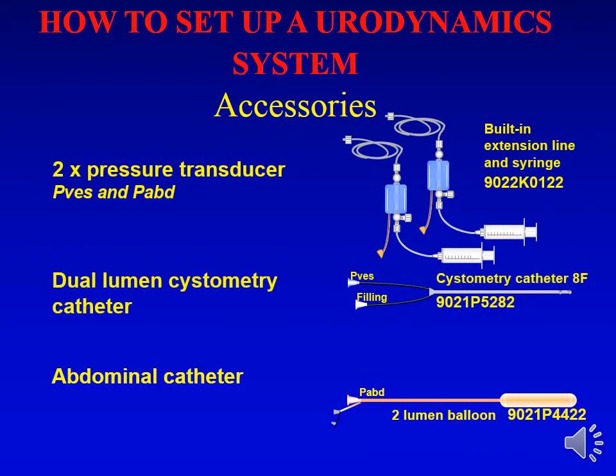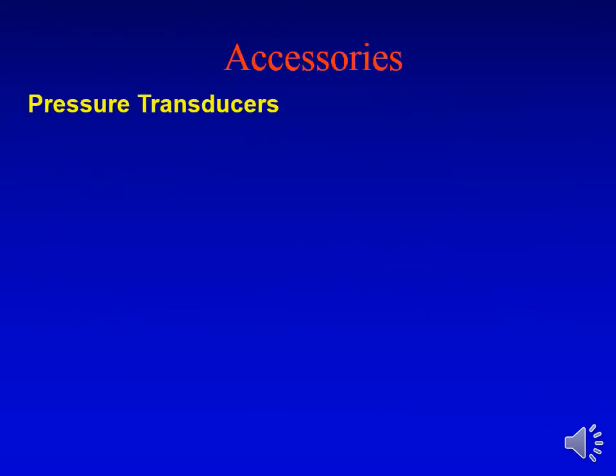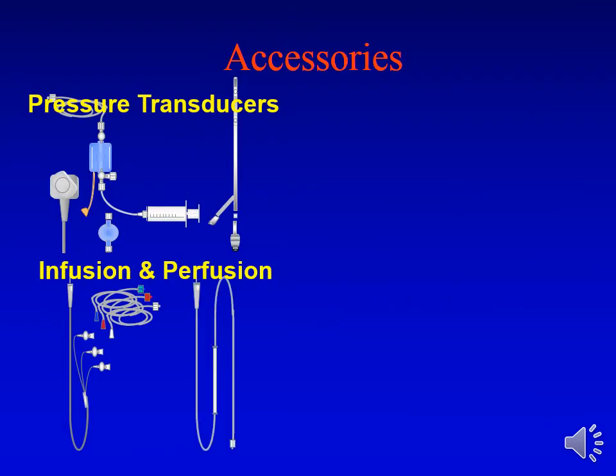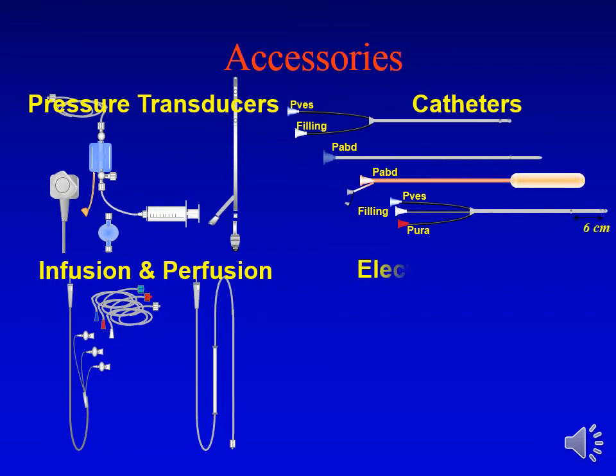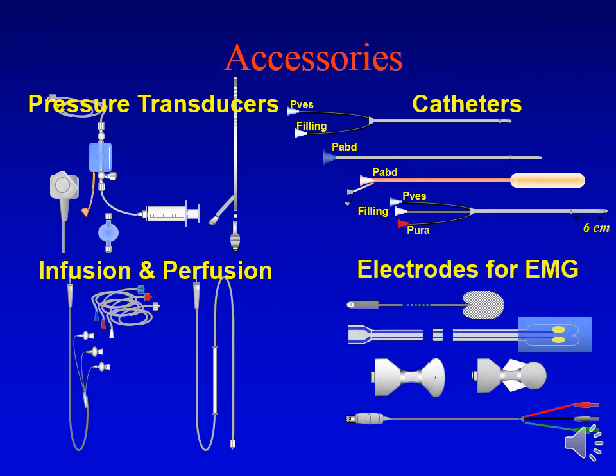Now, how to set up a urodynamic system is very important, but this one is unable to just give by a presentation. So it's best for anybody who wants to know about urodynamics to attend a workshop. These are the different types of transducers and catheters that we need. These are various accessories that you need: the pressure transducer, infusion, perfusion sets, catheters, and electrodes for EMG.